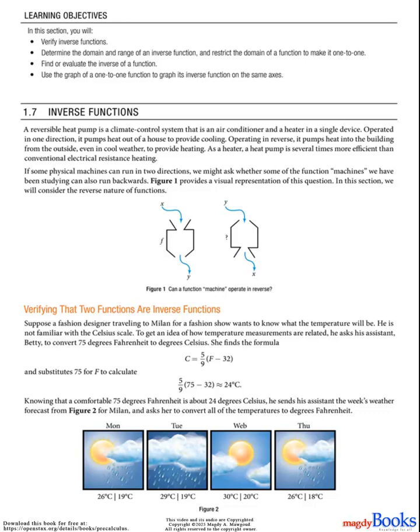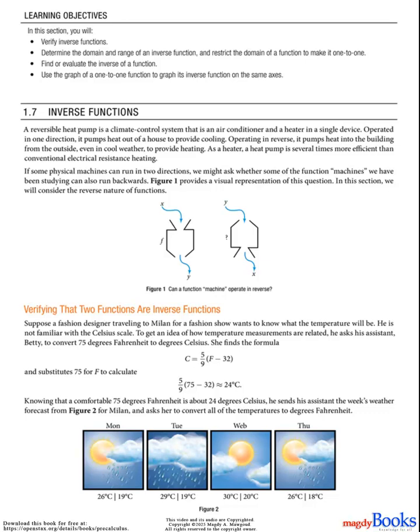A reversible heat pump is a climate control system that is an air conditioner and a heater in a single device. Operated in one direction, it pumps heat out of a house to provide cooling. Operating in reverse, it pumps heat into the building from the outside, even in cool weather, to provide heating. As a heater, a heat pump is several times more efficient than conventional electrical resistance heating.